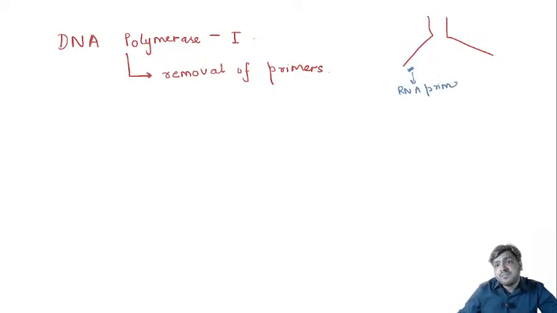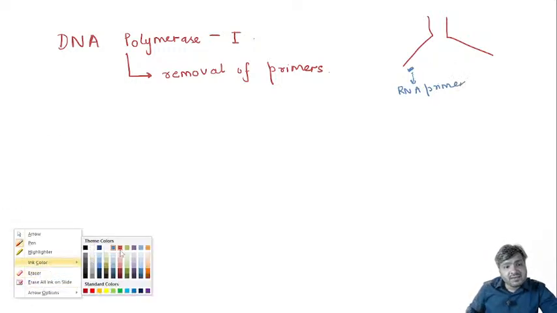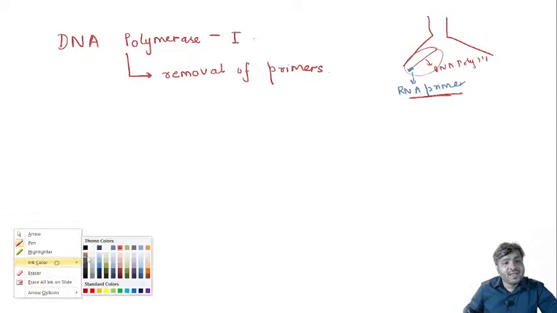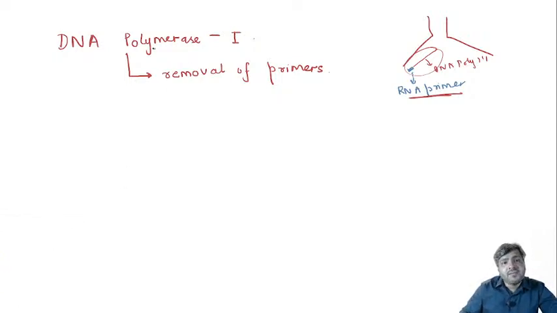Since the RNA primer is there, DNA polymerase 3 will act and the new strand will be synthesized. Ultimately this RNA primer is not required in the new DNA. ये RNA primer की तो जरूरत है ही नहीं DNA में. So the removal of these primers is done by DNA polymerase 1. That is the first point that you have to mention in your notes.